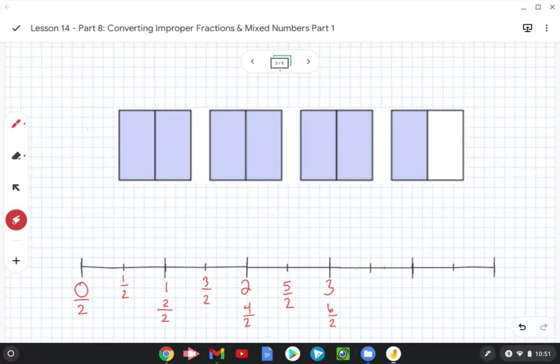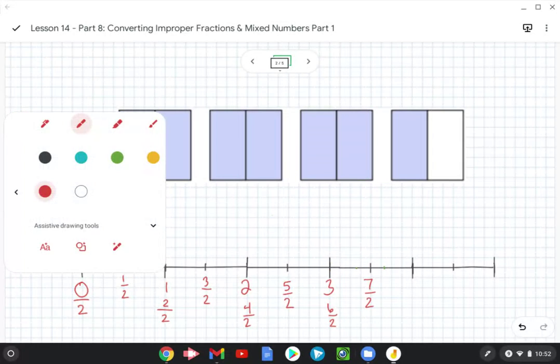So now I bet you can see where this is going, right? We have 1 more half here. That's a 7th half. Actually, let me back up. I wasn't doing mixed numbers there. We have one more half. So that would be 7 halves, right? Which is the same as 3 plus 1 half.